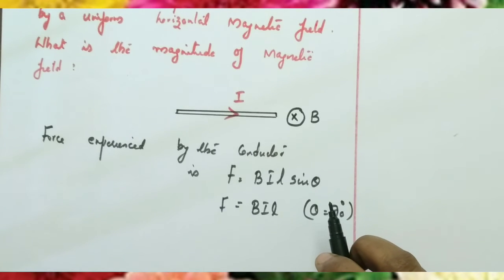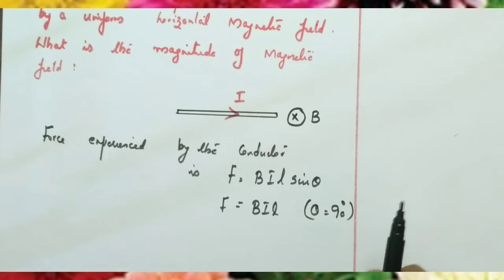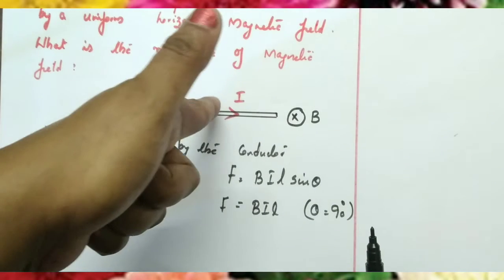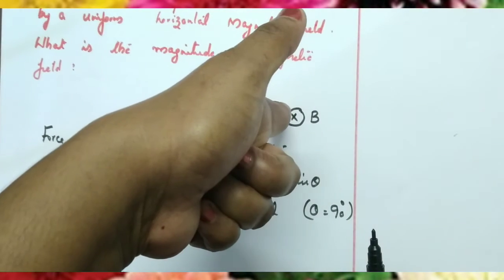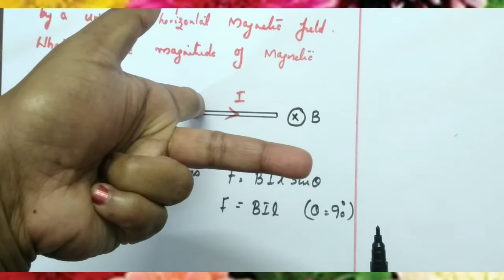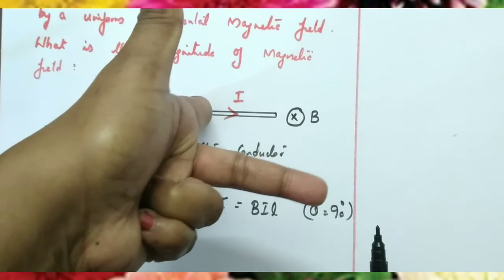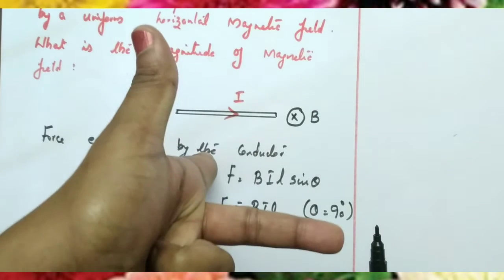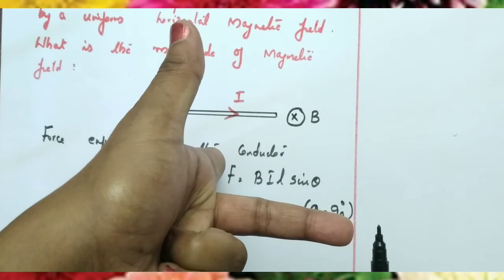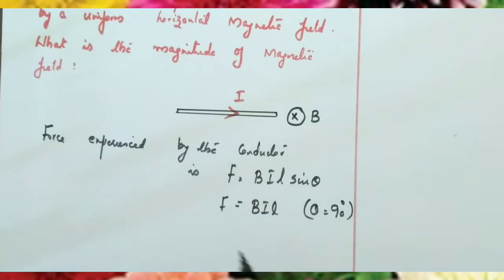We can find the direction of force by using Fleming's left hand rule. The magnetic field is into the plane of the paper, and the direction of current is towards the right. So what is the direction of force? Upward. So the direction of force is upward.